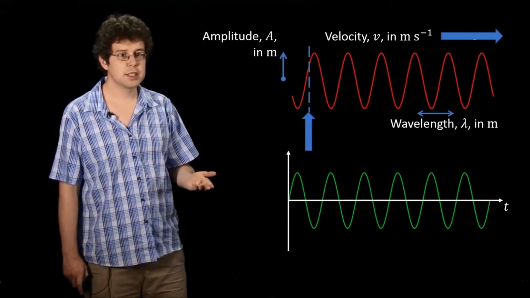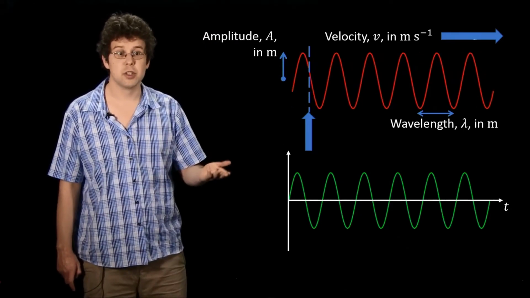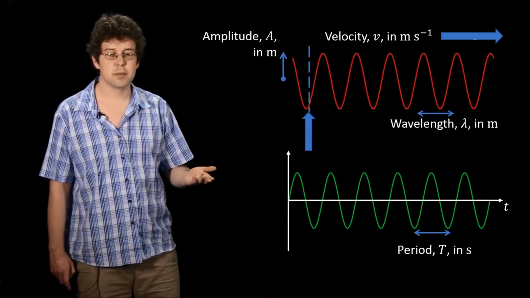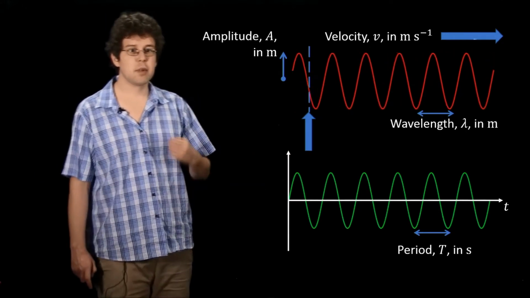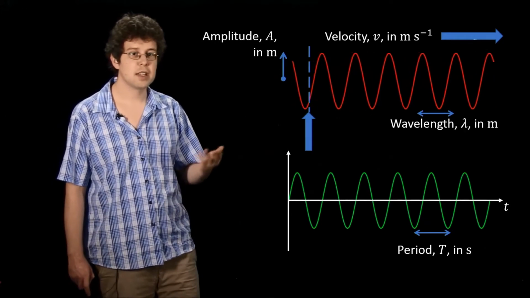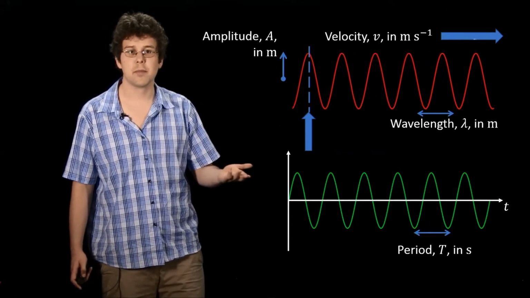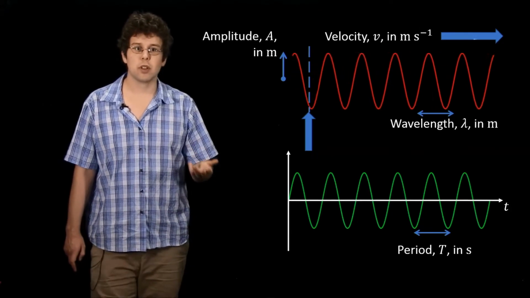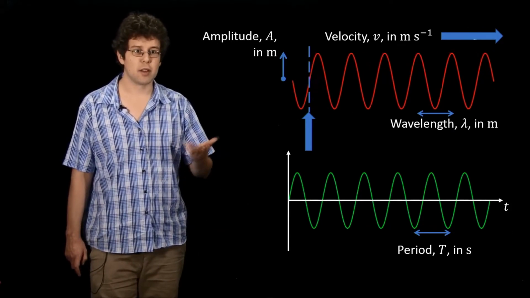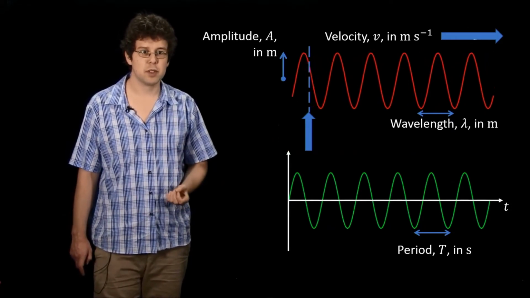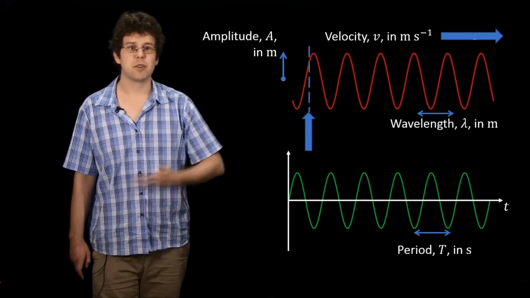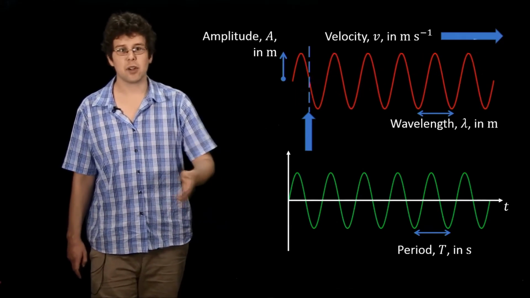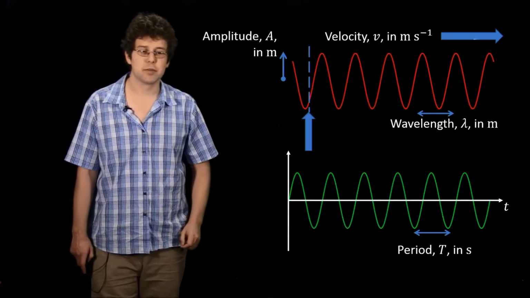The time it takes for our particle to repeat its motion is called the period. We can measure that again from peak to peak or trough to trough. We give it the symbol capital T, and it's measured in seconds. It's just a time. This is quite a natural way to measure how fast the wave is moving. If you're at the beach, you're bobbing up and down, a wave washes over you, you're interested in how long it takes for the next wave to arrive.